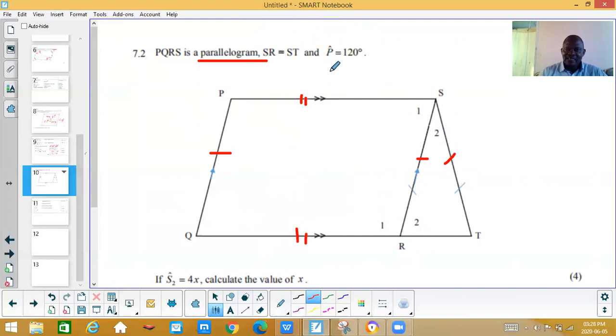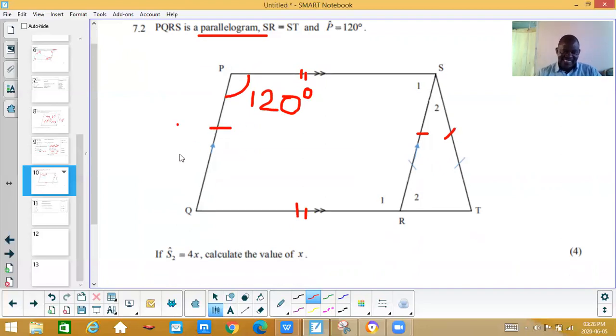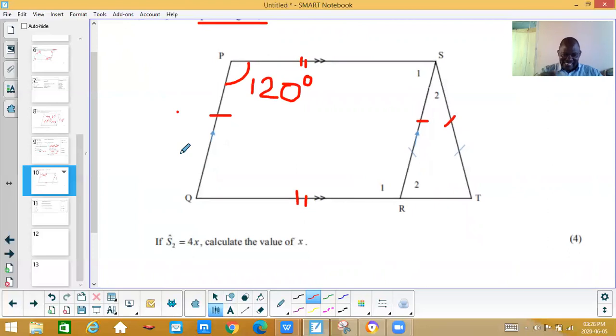And then angle P, which is 120. Where is our 120? Our 120 is here. So this one is 120. What have we done here? We are just inserting the information we are given.